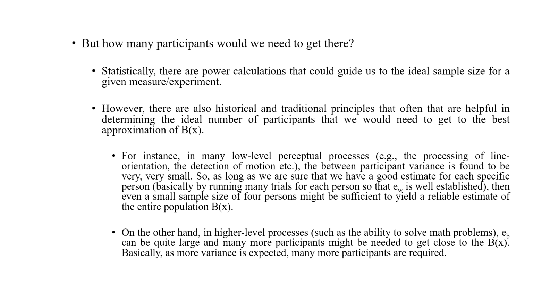On the other hand, when you are talking about higher level processes that are affected by individual experiences, such as the ability to solve math problems, this EB can actually be quite large. Because it is quite large, you will need more power, you will need many more participants to get closer to this B of x that you want. So, as more variance is expected, many more participants will be required. As effect sizes are smaller, many more participants are going to be required.